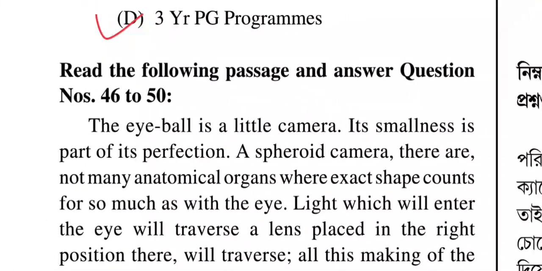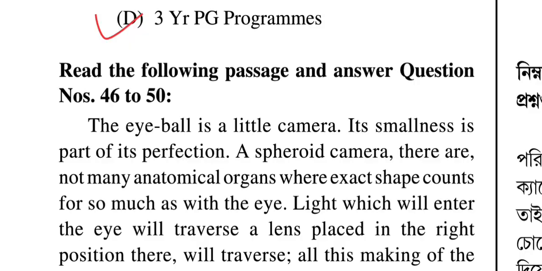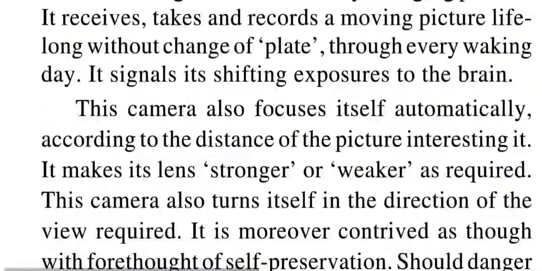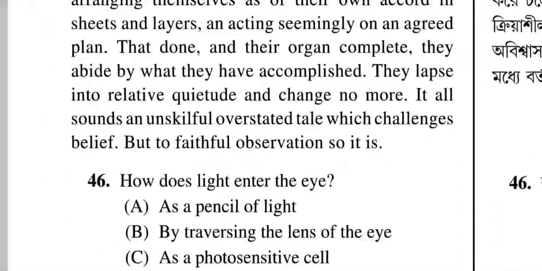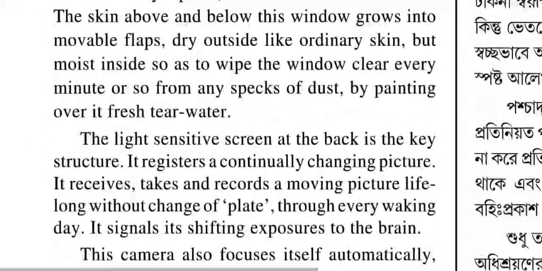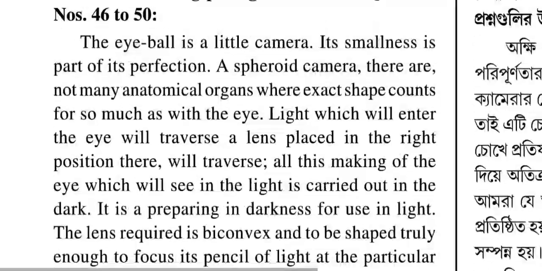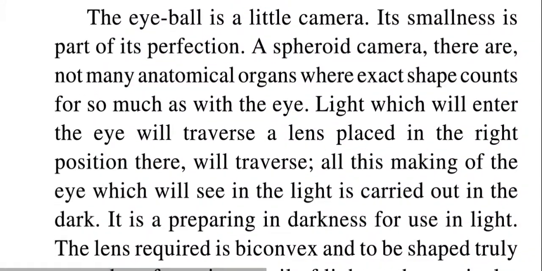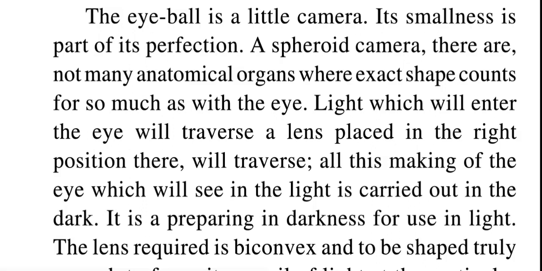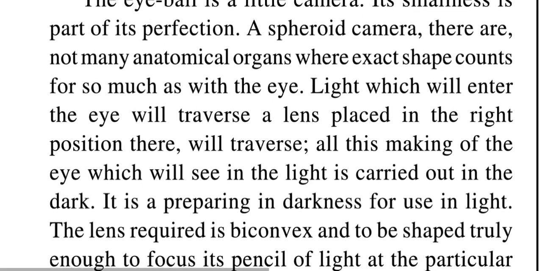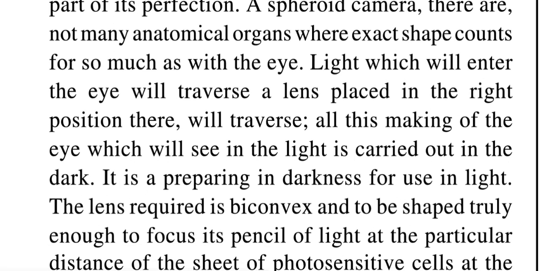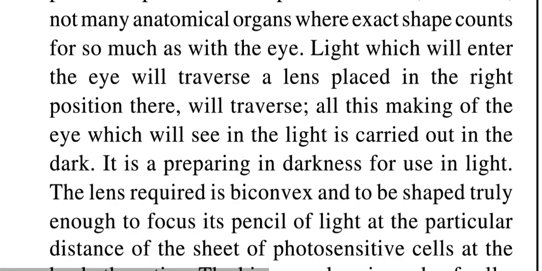Here we have to read the following passage and then answer the questions. It is very hard for me to read it, but still, let me read it for you. The eyeball is a little camera; smallness is part of its perfection. As a spheroid camera, there are not many anatomical organs where exact shape counts for so much as with the eye.